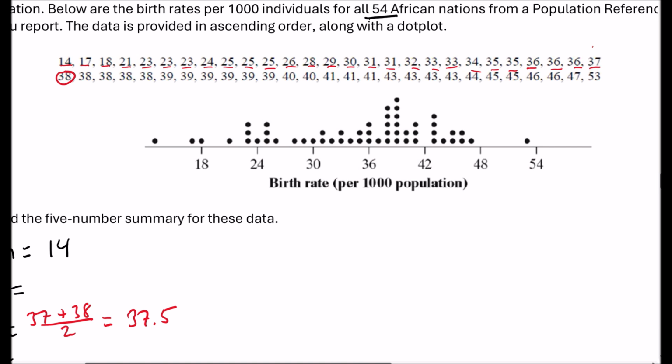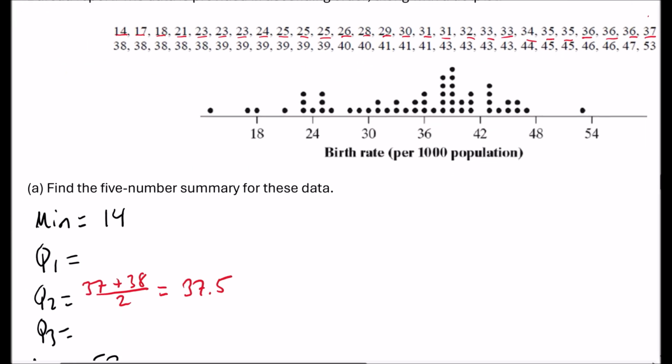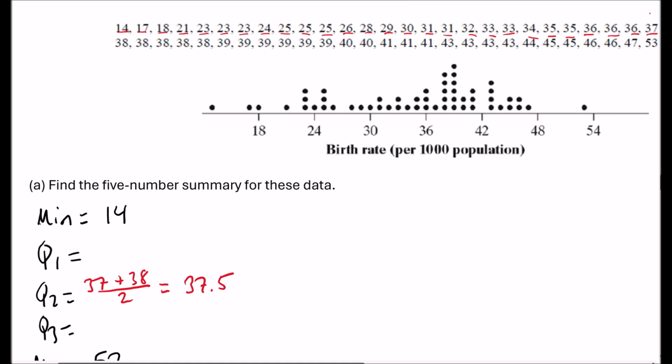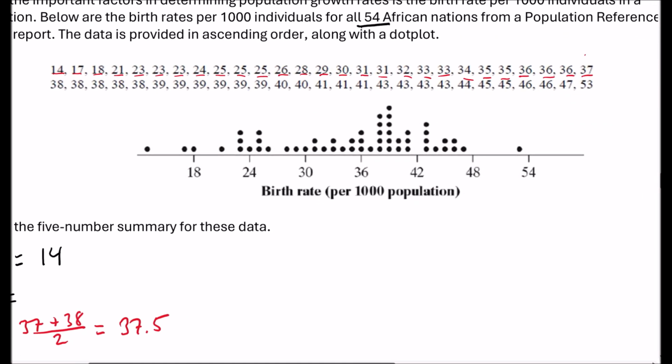Since these are divided in half, we're going to do the middle of the top half and the middle of the bottom half. Since there are 27 numbers on the top and the bottom, and 27 is an odd number, there's going to be one middle number. It's going to be the 14th number, because 13 plus 13 is 26, and then you have one number in the middle.